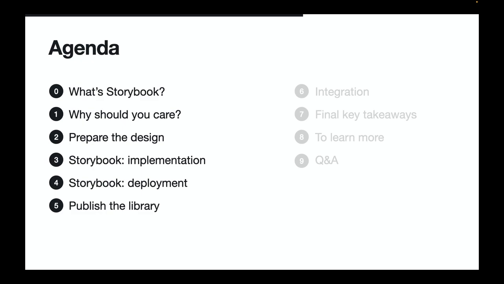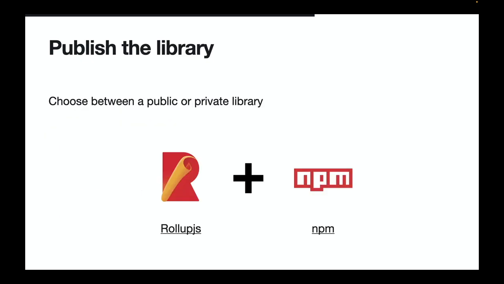Now that the deployment is done, we are almost there. Time to publish the component library. So first you choose, do you want to publish a public or a private library? In my case, I want you guys to try it out, so it's a public one. It's also easier to do. What we'll be using is Rollup.js, which is a JavaScript bundler, mostly used for bundling libraries. And we will publish to the npm package.